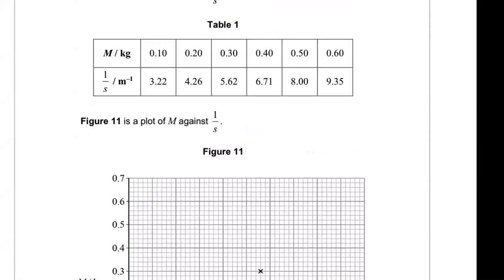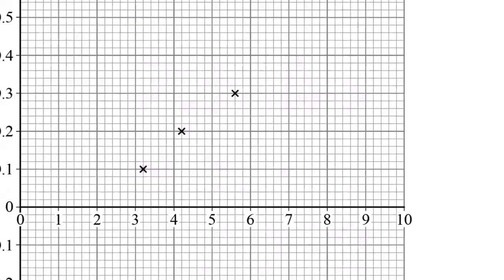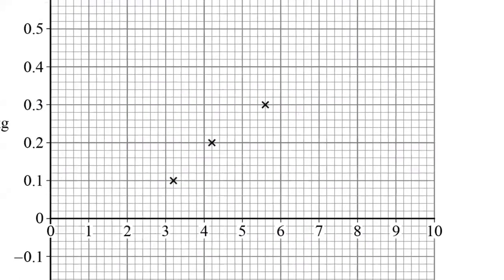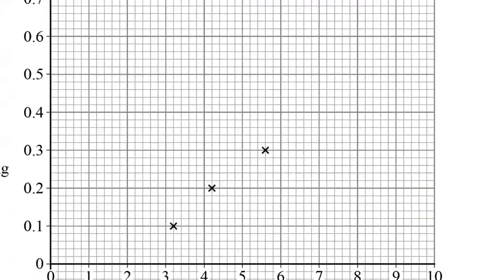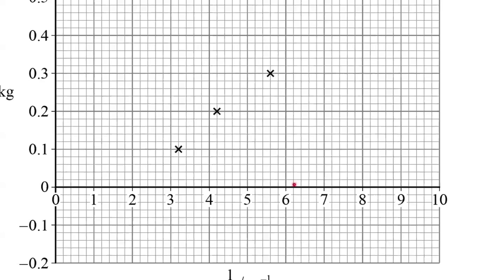For 0.4, 1 over s is 6.71. So this is going to be 6.2, 6.4, 6.6, and 6.7 is going to be in the middle here. And this is going to be here. Right, let me just place a dot and then mark the cross. It should ideally be finer than that, something like this.